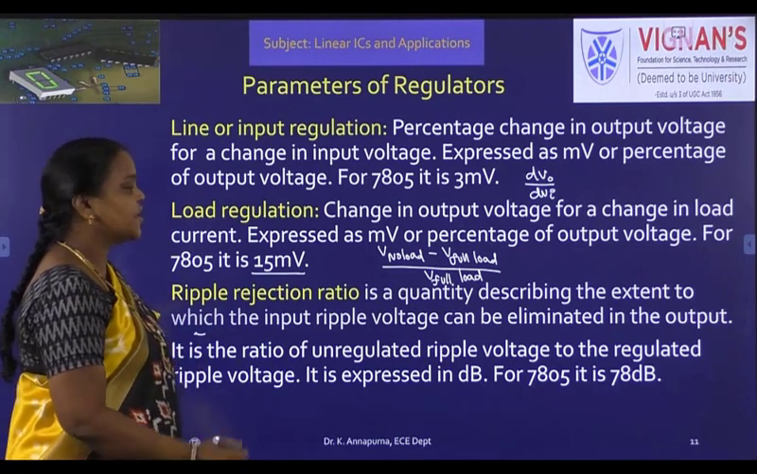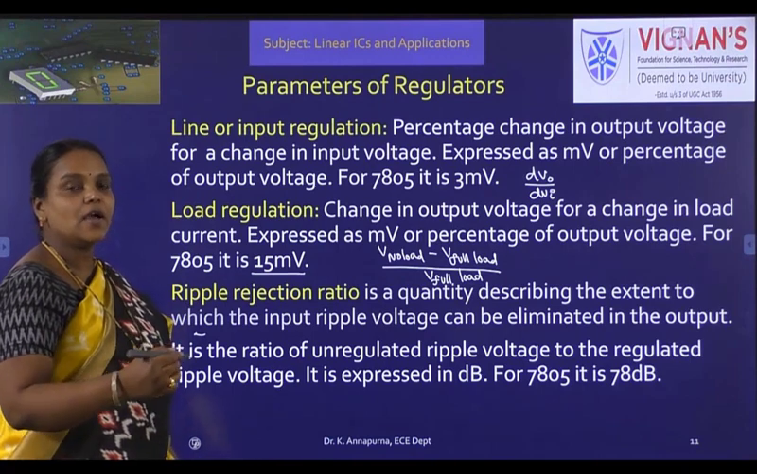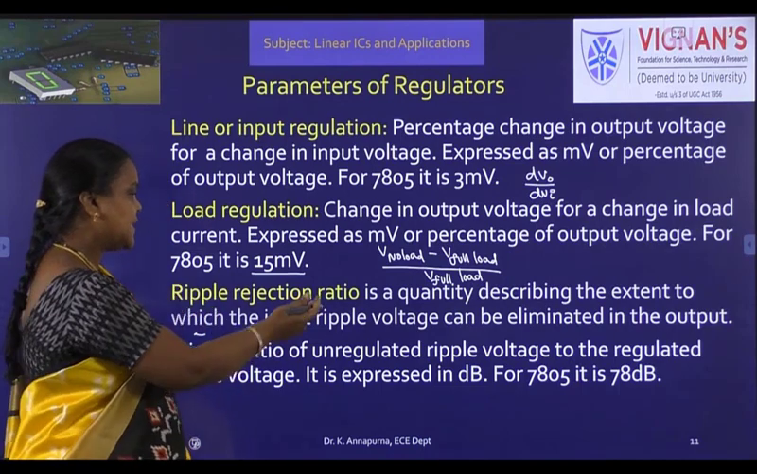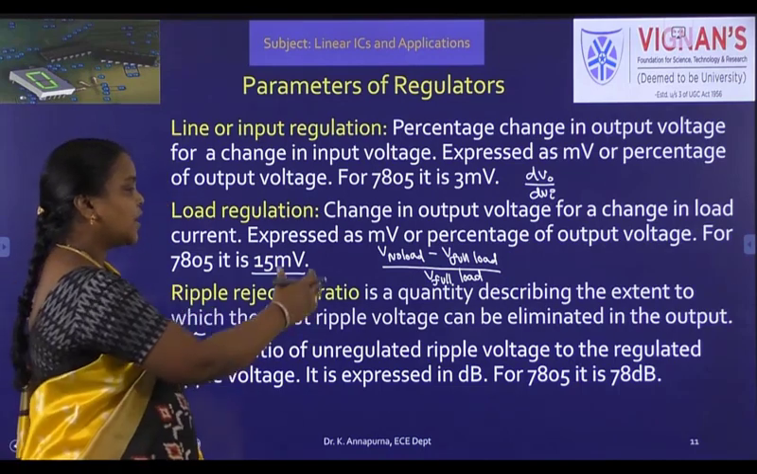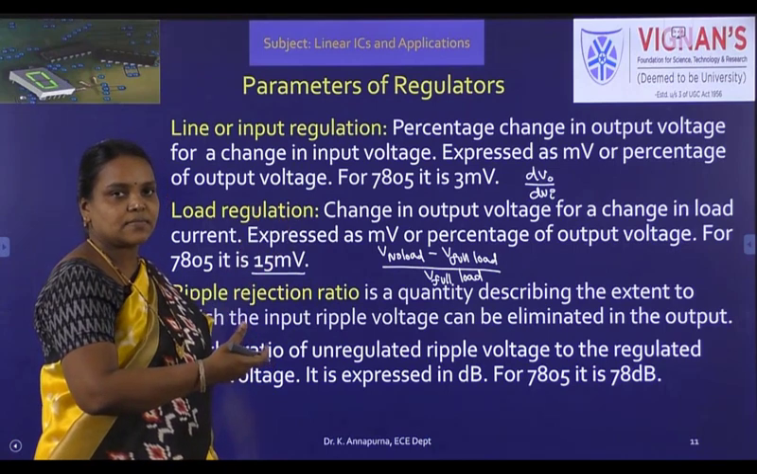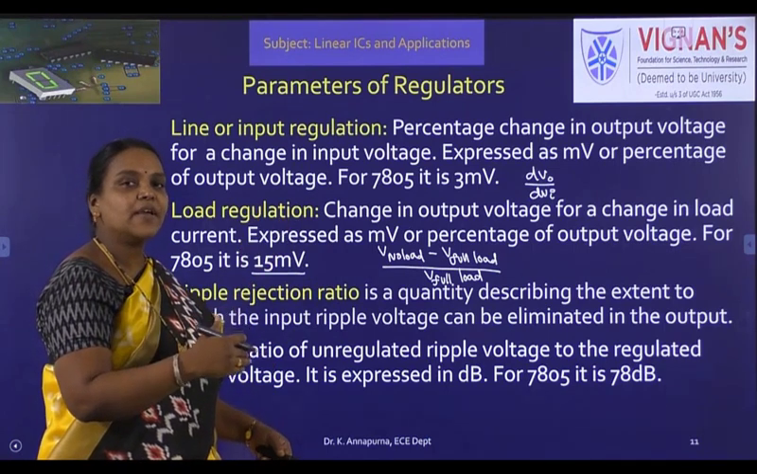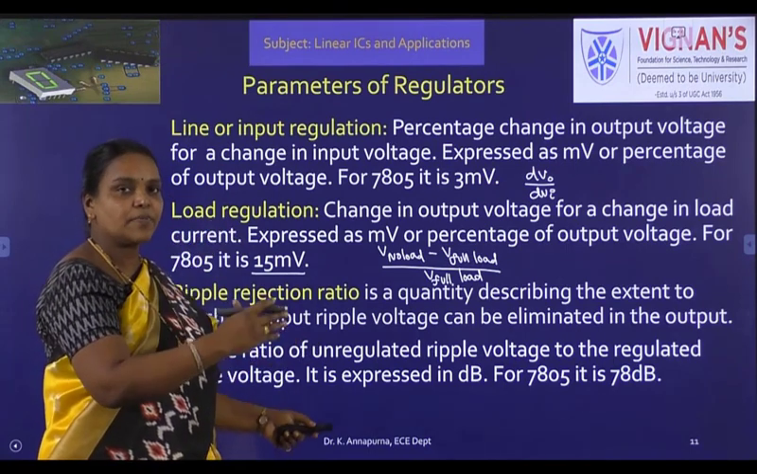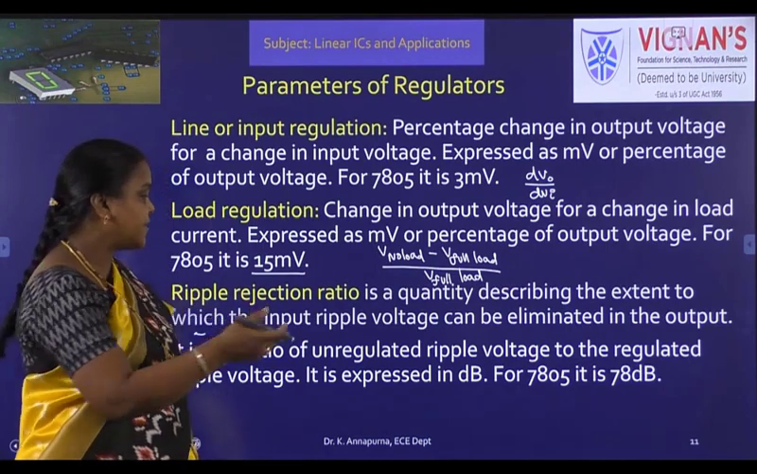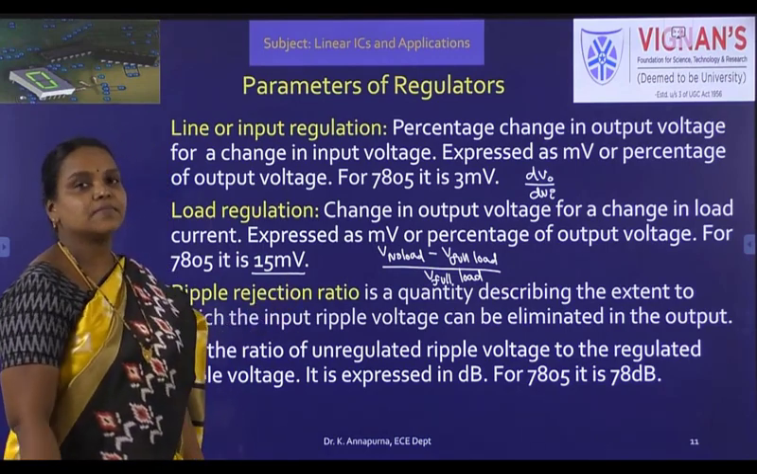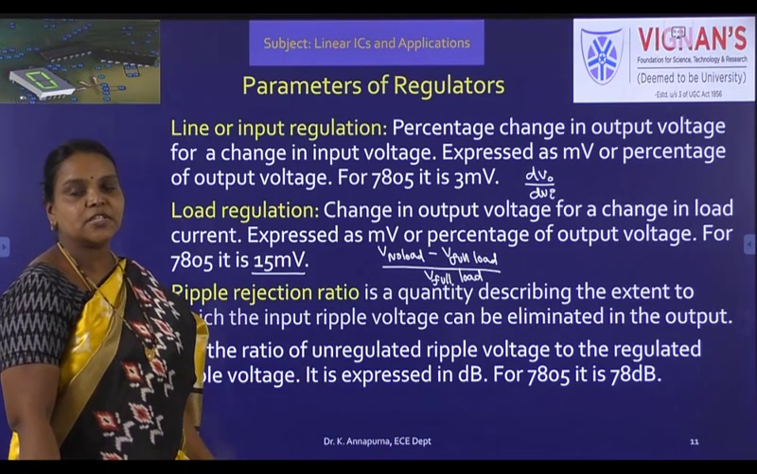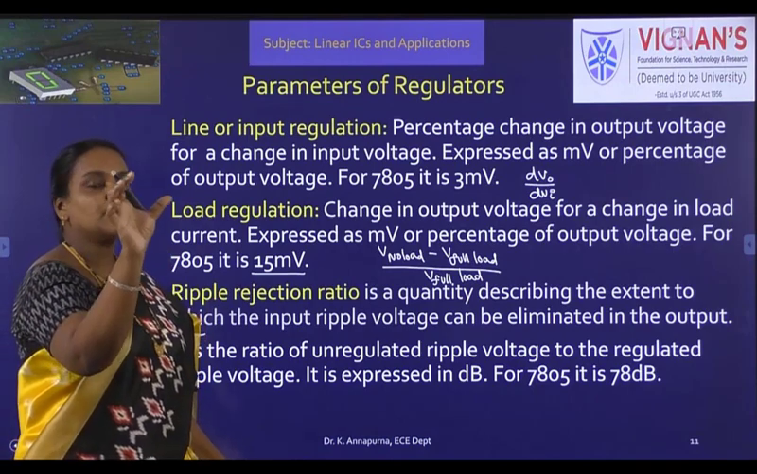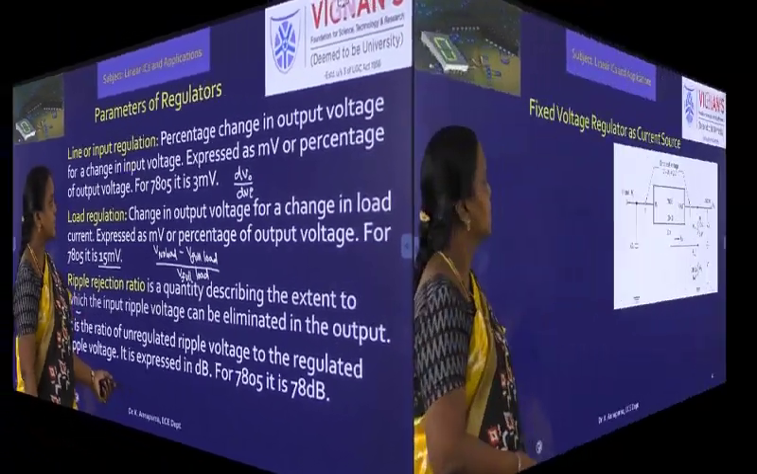And next, ripple rejection ratio. It indicates how well it is rejecting the ripples present in the input. It is represented as the ratio of input ripples to the output ripples. So how should its value be, high or low? Its value should be high, indicating the input has more ripples compared to the output. And for 7805 its value is 78 decibels. Since it is given in decibels, it means converting into 20 log of ripples present in input by ripples present in output.